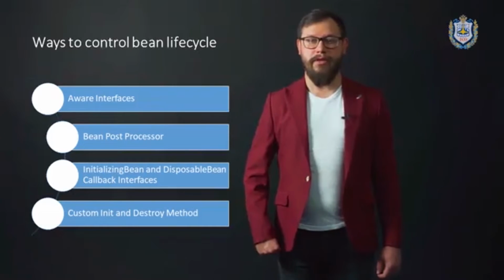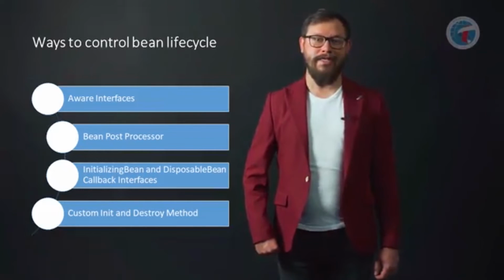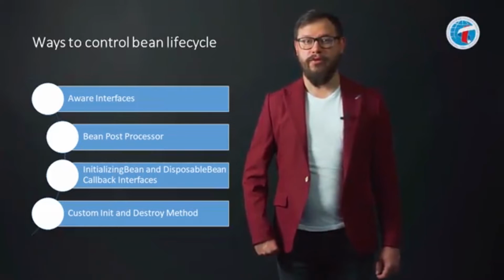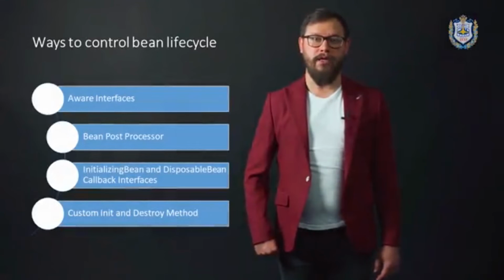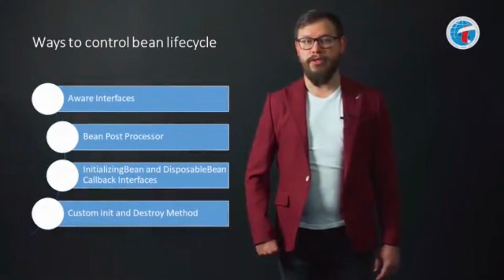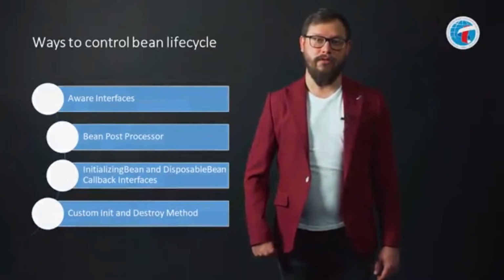Custom init and destroy method. While declaring a bean in XML configuration, you can specify the init-method and destroy-method attributes in the bean tag. Both the attributes specify custom methods in the bean class. The method declared in the init-method attribute is called after Spring initializes bean properties through setter or constructor arguments. You can use this method to validate the injected properties or perform any other tasks. Spring calls the method declared in the destroy-method attribute just before the bean is destroyed.